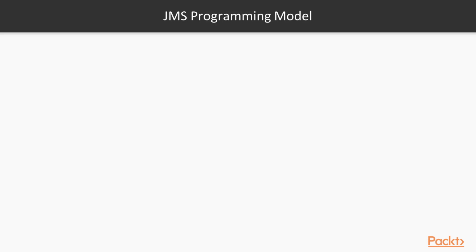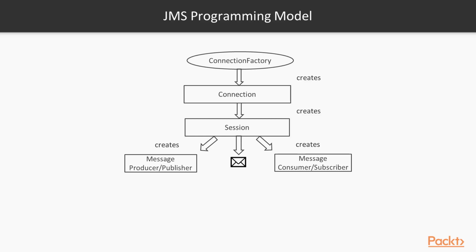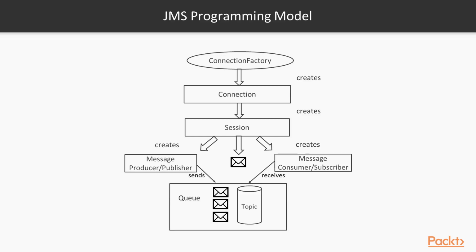Here you can see an overview of the JMS workflow. At the very beginning, you must create a connection with the help of Connection Factory. Then the connection creates the session, and that creates the message producer and consumer, or the message publisher and subscriber. The producer sends messages to a queue, and the consumer receives the message from the queue, or the publisher sends messages to a topic that is subscribed by the clients called subscribers.